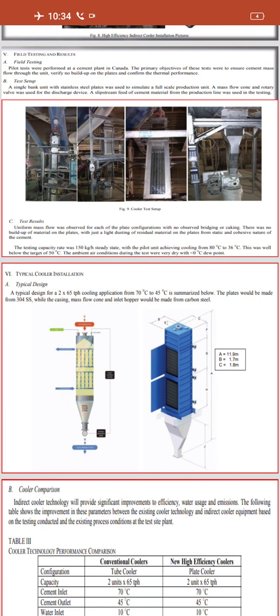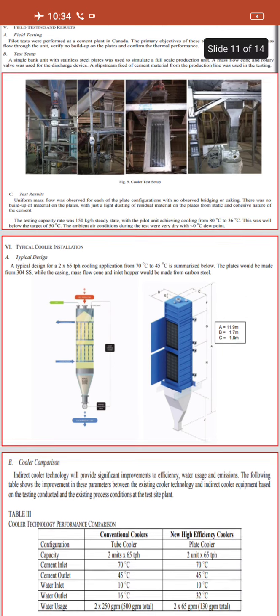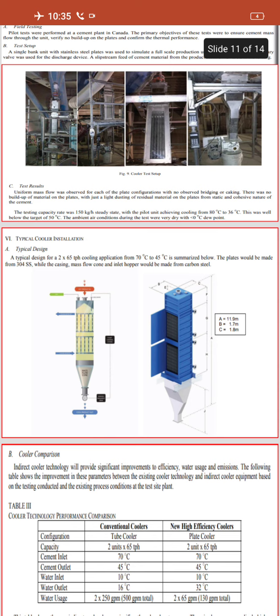Typical test results. Uniform mass flow was observed for each of the plant configurations with no observed caking. There was no buildup of material on the plates, with just a height discussing the residence time of the material in the plates for the static cohesive nature of the cement.